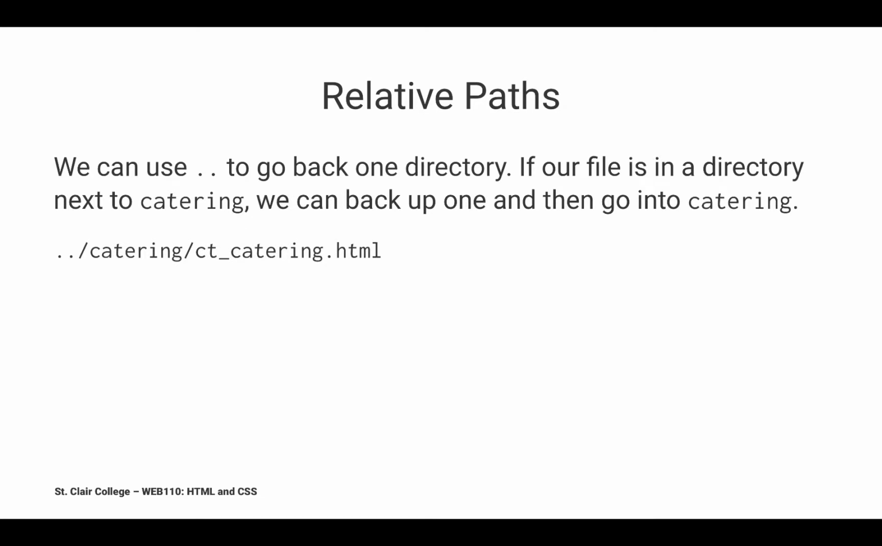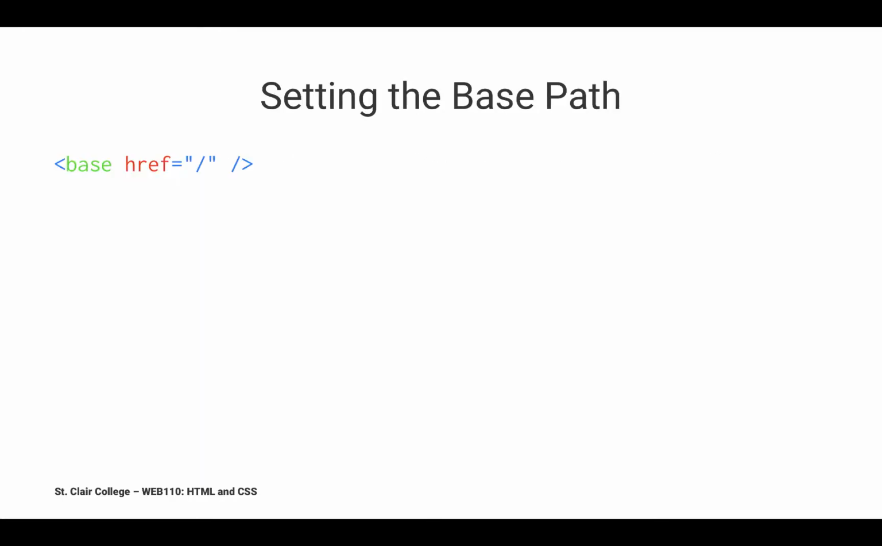Sometimes we need to go back a level in the directory. We're inside of a folder and we need to get back out of it and into another folder. In that case, we can use .. to go back one folder or directory. So if our file's in a folder next to the folder catering, we can go back one folder and then into catering and then get the file we need. Relative path names are really the way to go.